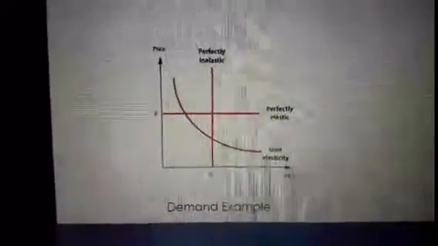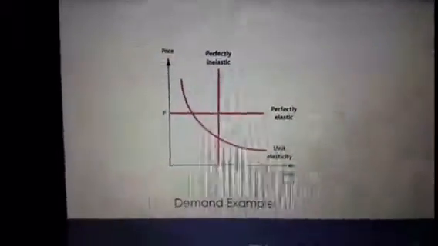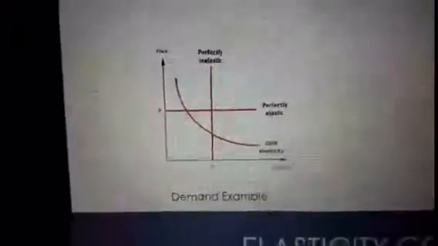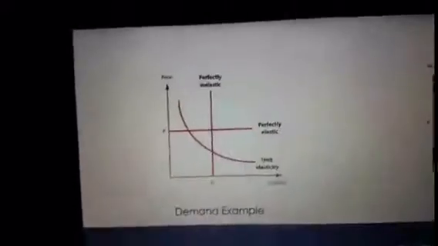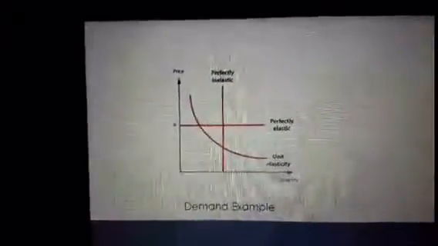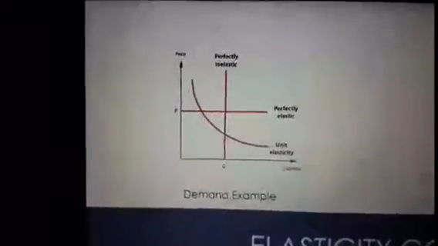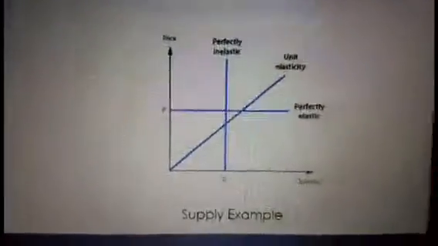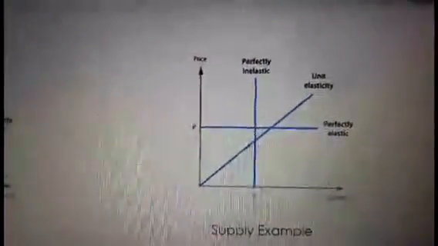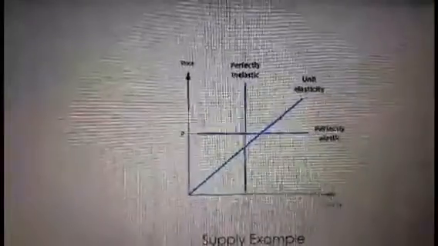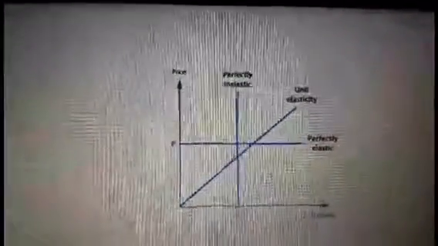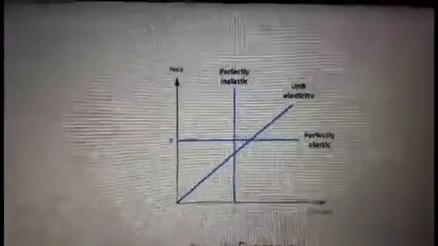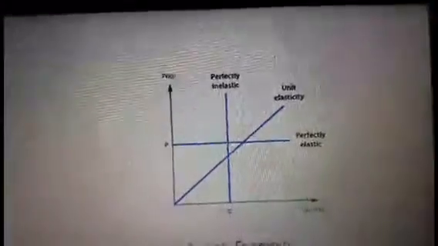Here we have a vertical line showcasing the perfectly inelastic curve, and we have the horizontal line showcasing the perfectly elastic curve. And here we have the diagonal curve showcasing the unit elasticity. Over here we have a supply example with the vertical curve showcasing the perfectly inelastic, and then we have the horizontal curve showing the perfectly elastic, and then we have the diagonal curve showcasing the unit elastic.